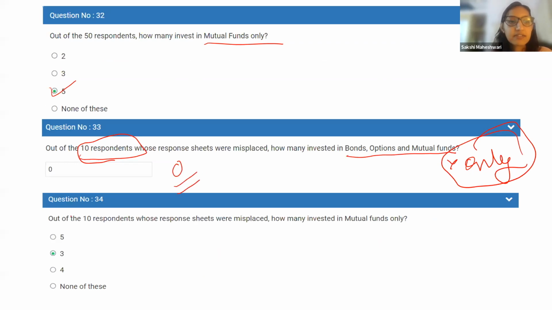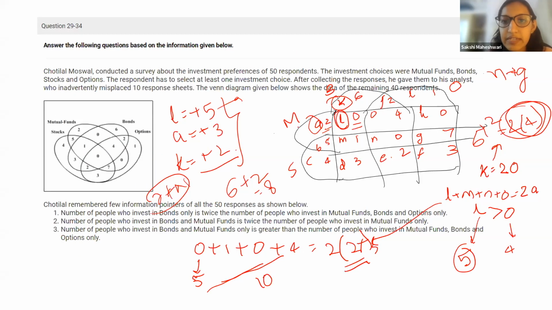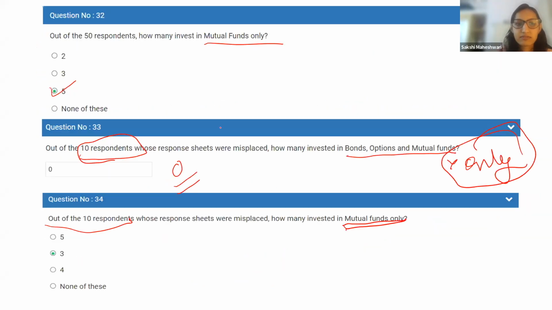And the next question is also again, out of the 10 respondents, how many invested in mutual funds only? So for mutual funds only, this is A. And for the 10 respondents, we added this 3. Okay. So that's why this is this 3. Getting it? You got this?